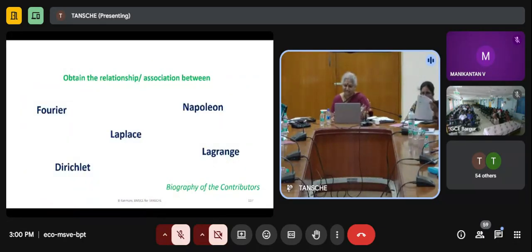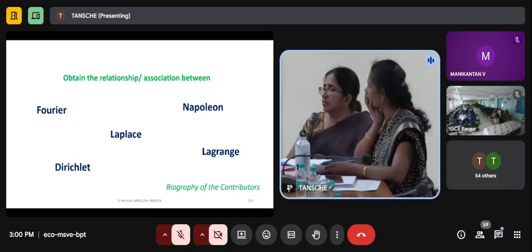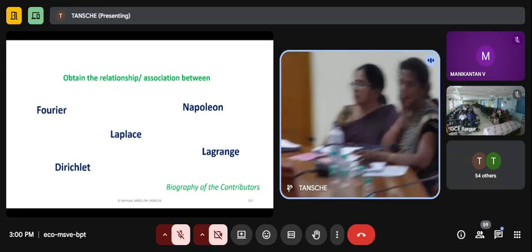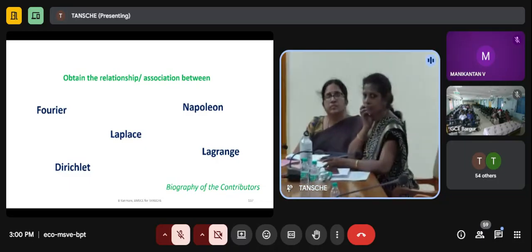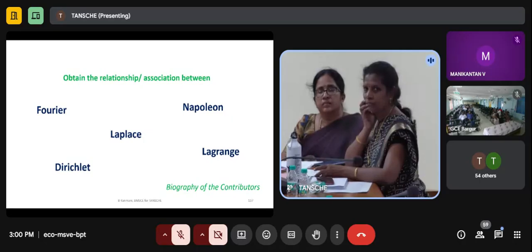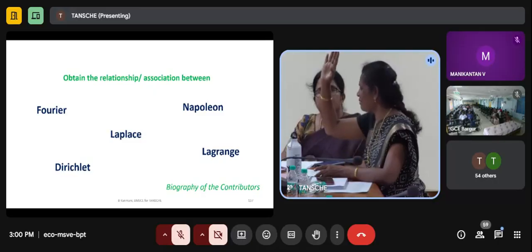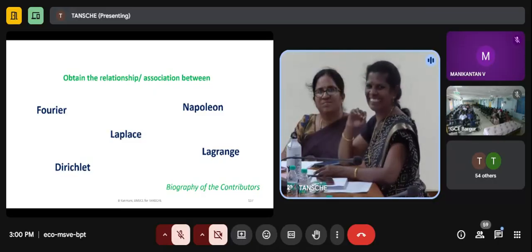Of course, all of us are aware of Fourier, Laplace, Lagrange, Dirichlet. But Napoleon may appear. Why did Napoleon come here? Because Napoleon was in some other course in history we have come across. How many of us know there is a connect between our Fourier and Napoleon? Yes, very good. Very nice.